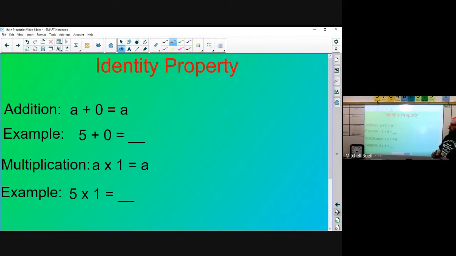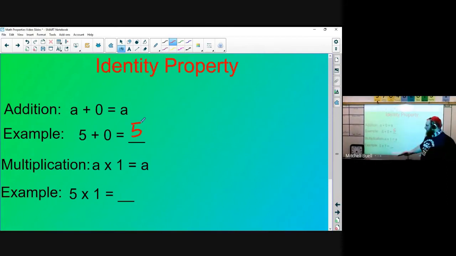Identity property. This is a property you may know already. You just didn't know that there was a name for it. So in addition, the rule is any number plus 0 is going to be itself. So in the example, A plus 0 is going to be A. And in our example, we have 5 plus 0. And any number plus 0 is going to be itself. So we have 5 plus 0, we're going to get 5.